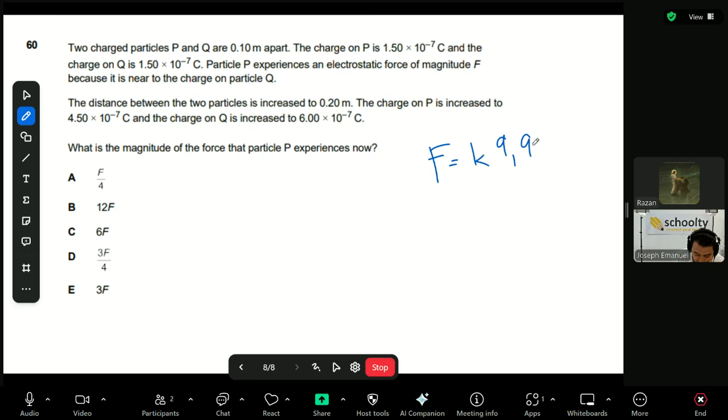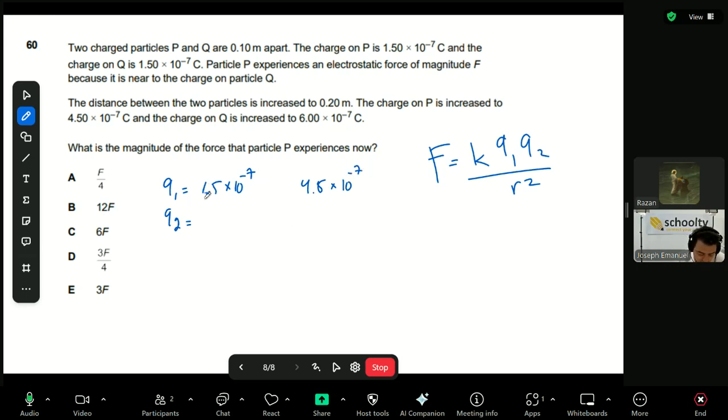The distance between the two particles is increased to 0.2 meters. The charge on P is increased to 4.5 multiplied by 10 to the minus 7 coulomb, and the charge on Q is increased to 6. What is the magnitude of the force that particle P experiences now?